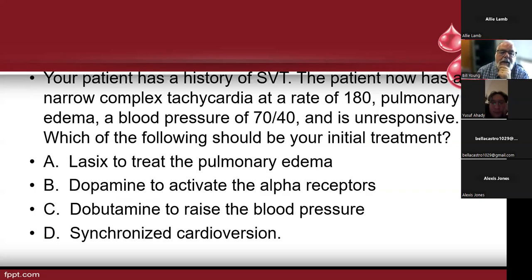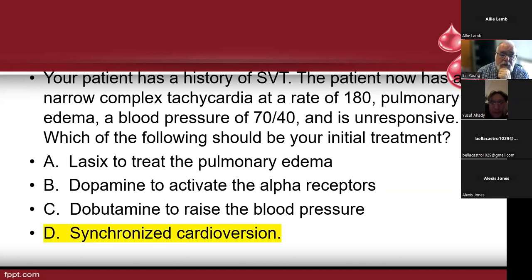All right, Bella, your patient has a history of SVT. Patient now has a narrow complex tachycardia rate of 180, pulmonary edema, BP is 70/40, and is unresponsive. Which of the following should be your initial treatment? A, Lasix to treat the pulmonary edema. B, dopamine to activate the alpha receptors. C, dobutamine to raise the blood pressure. Or D, synchronized cardioversion. Synchronized cardioversion. You're exactly right.